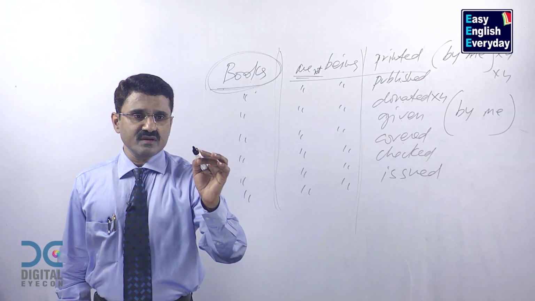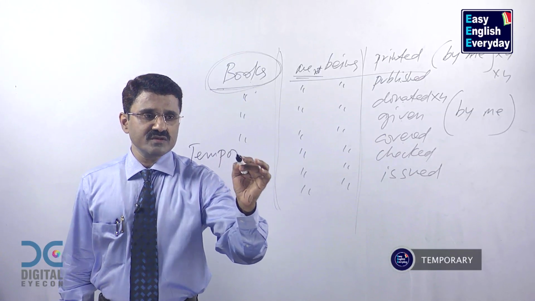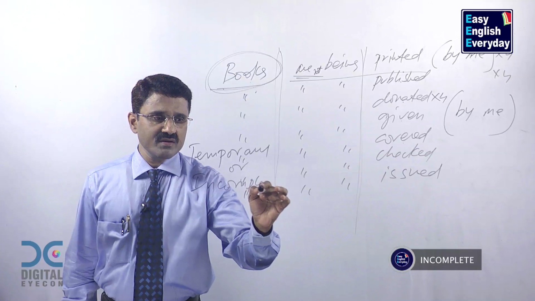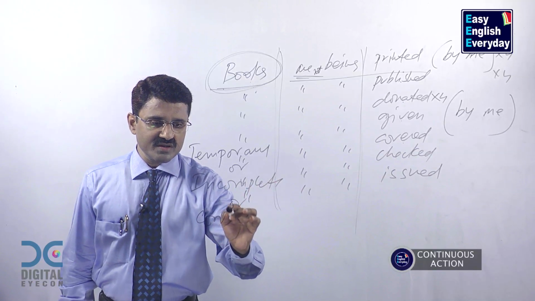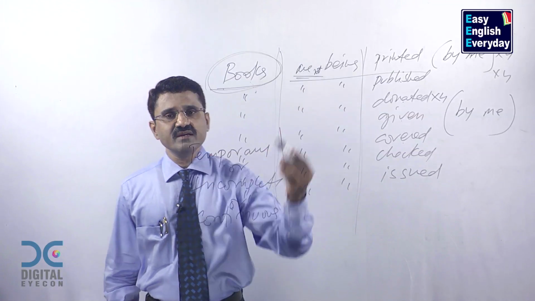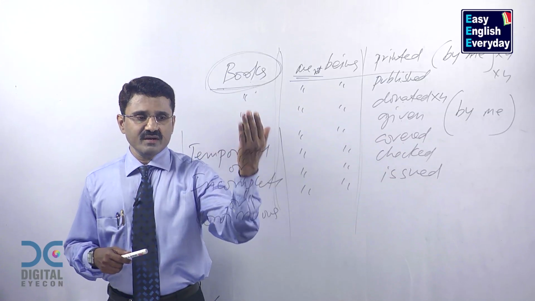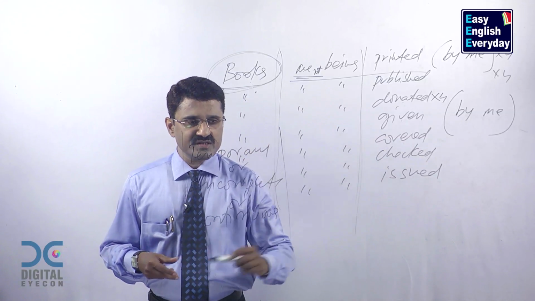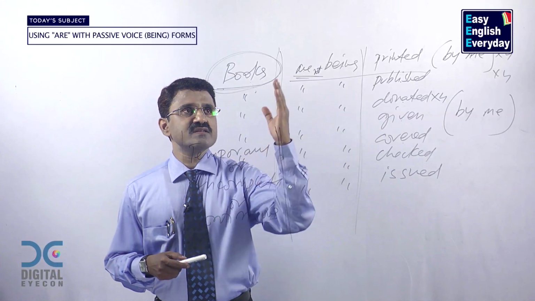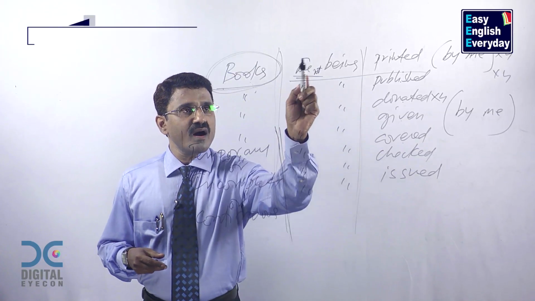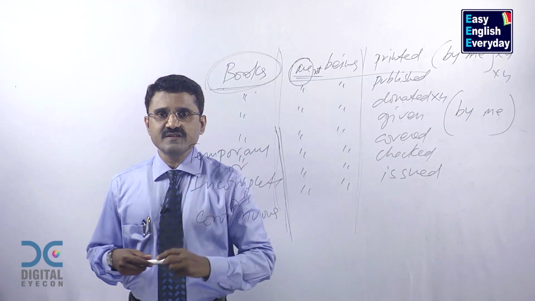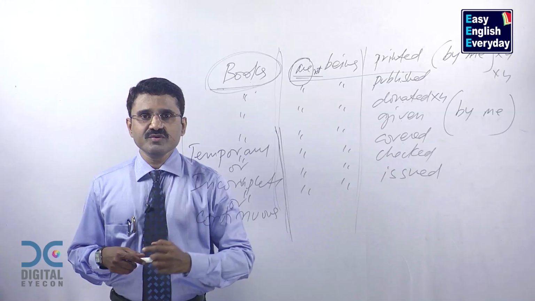Now, when should I use it? You should use it when you are talking about temporary action or incomplete action or continuous action. Just like present continuous. Same thing. There it was in active format and here it is in passive format. Temporary, incomplete and continuous actions. You can use it for any one, any two or all these three situations. This is the seventh use of are. It helps me in making sentences like this. Now let us discuss the eighth and the last use of are.